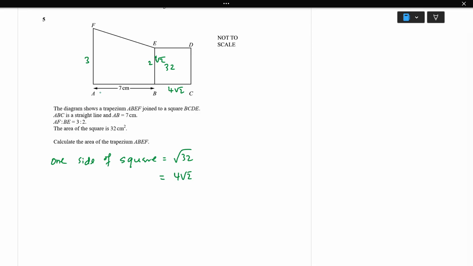Yeah, so we need to find this AF. So we know the ratio AF equal to 4√2 times 3/2. That's a ratio, which is 6√2. So now we got the parallel sides. So here is 4√2 and here is like a 6 root 2.